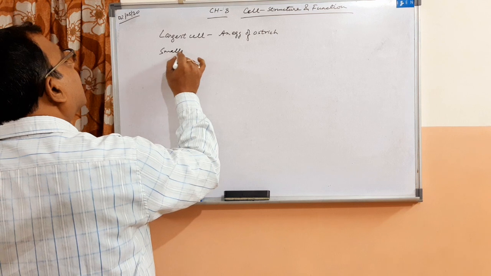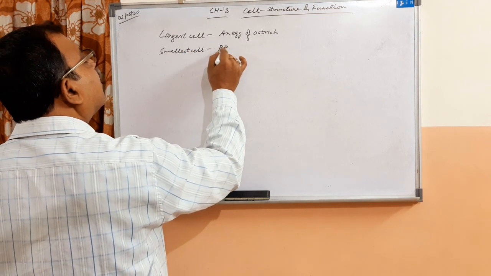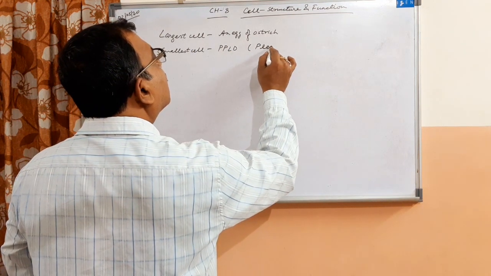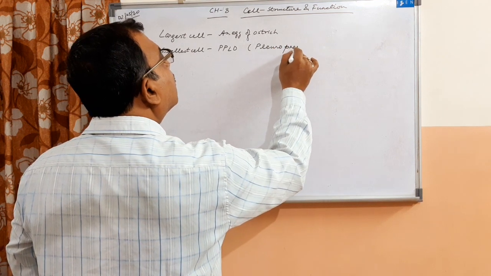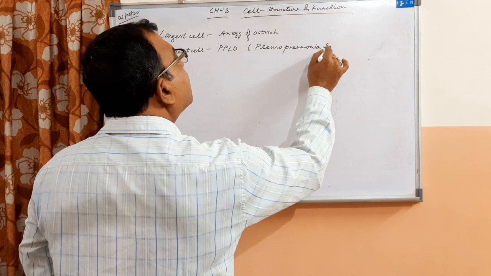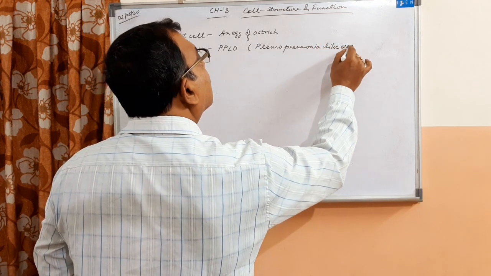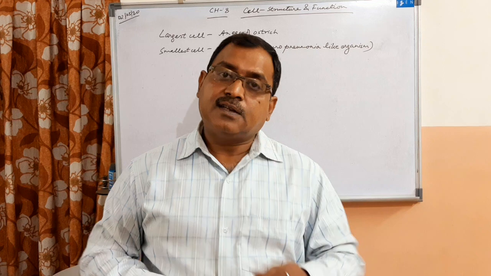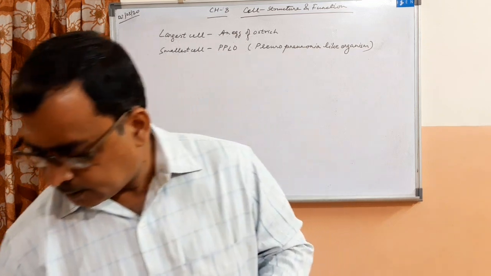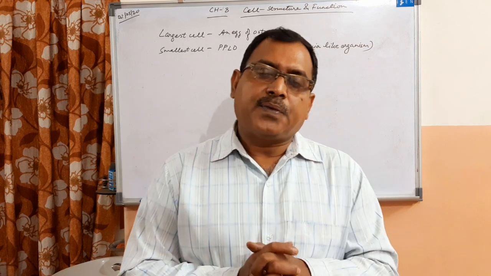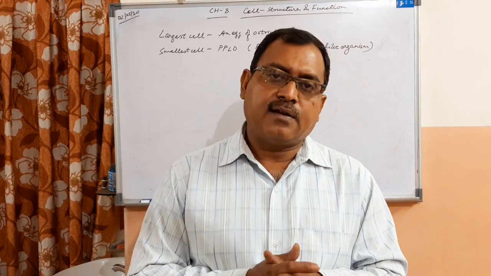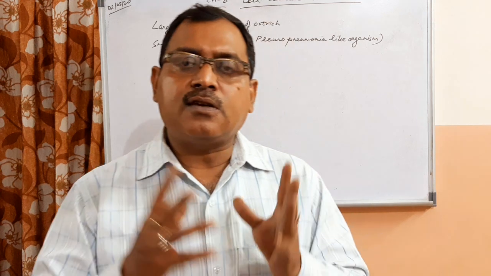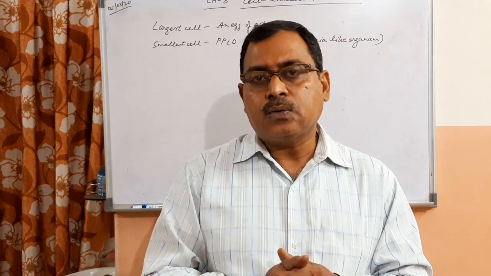whereas smallest cell is PPLO. What is the meaning of PPLO? Pleuro pneumonia like organism. So smallest cell is PPLO. So children, cells vary in size and cells vary in shape. This variation is because of the function that it has to perform.